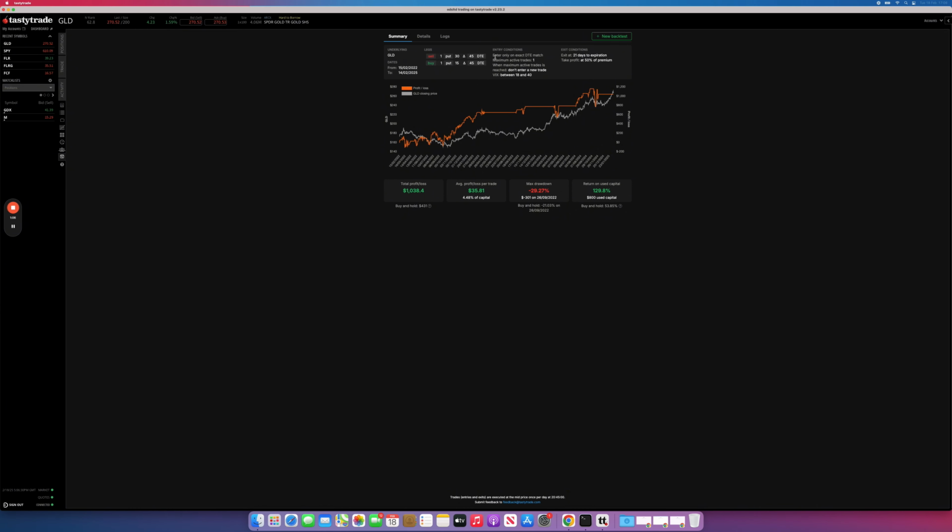So the entry conditions here, we only had one trade active at a time, so even if the backtest wanted to open another trade, it would wait until the previous trade was closed before doing so. And yeah, when maximum active trades is reached, don't enter a new trade. That just confirms what we just went over. And it only entered when the VIX was above 18 or between 18 and 40.